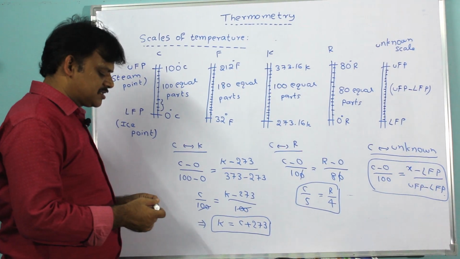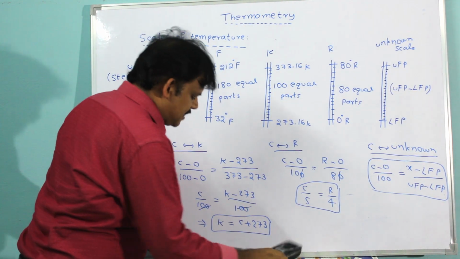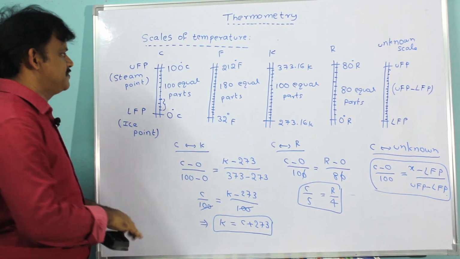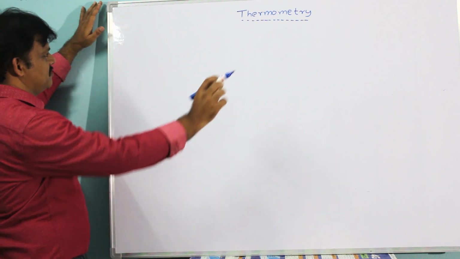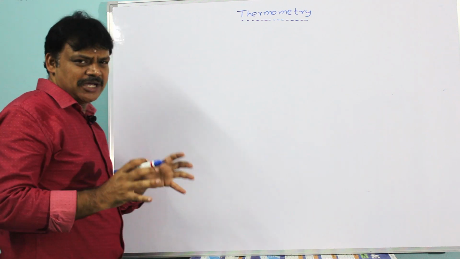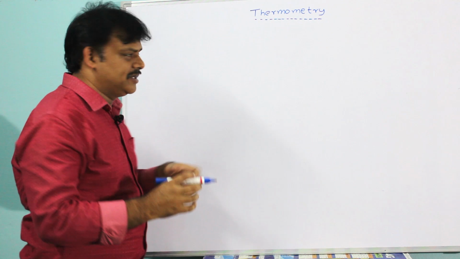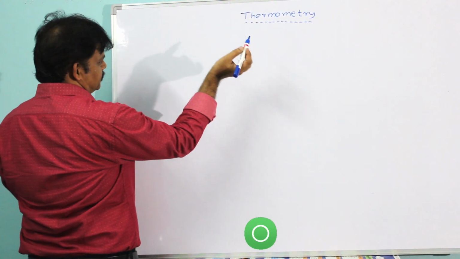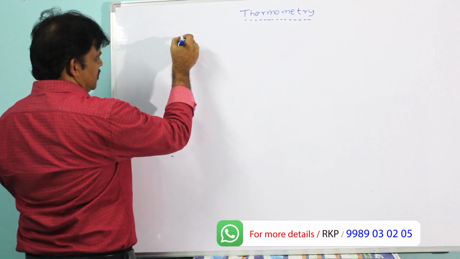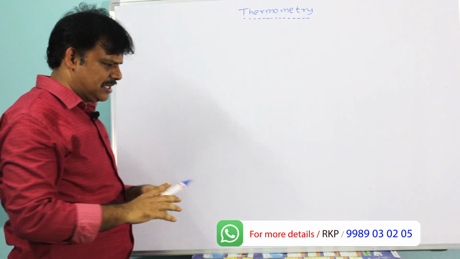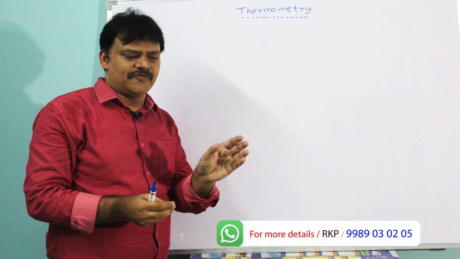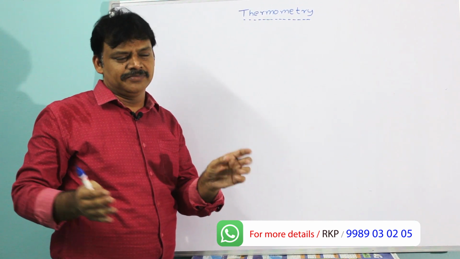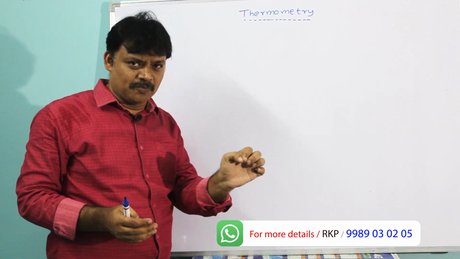Now, let us discuss the types of thermometers and their expressions. This is a quick revision of thermometry, which is why I am going a little bit fast. There are so many types. The principle of a thermometer is that any property of a body changes with temperature. That property is called the thermometric property.